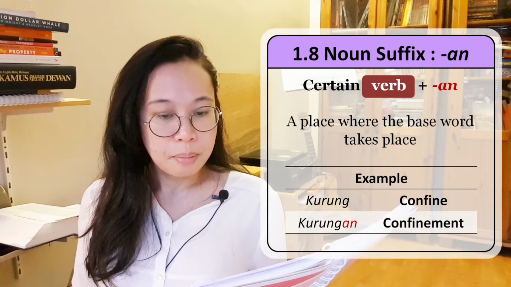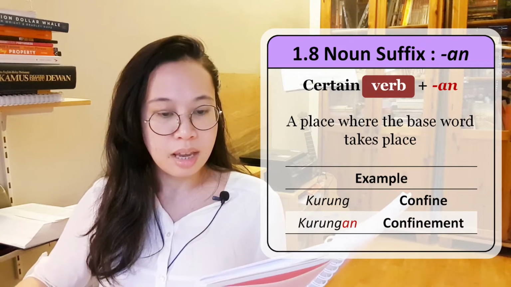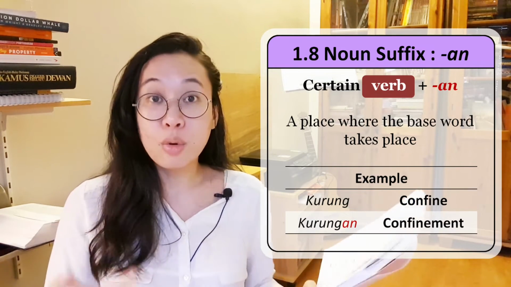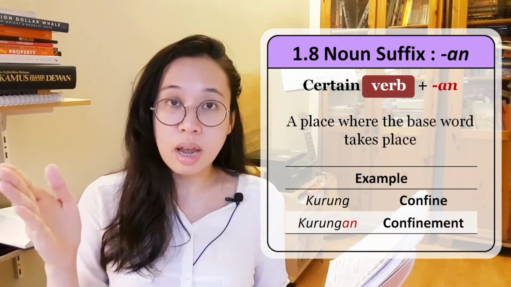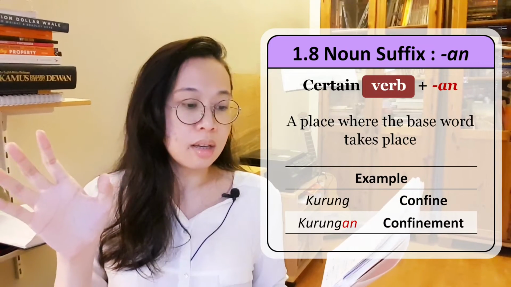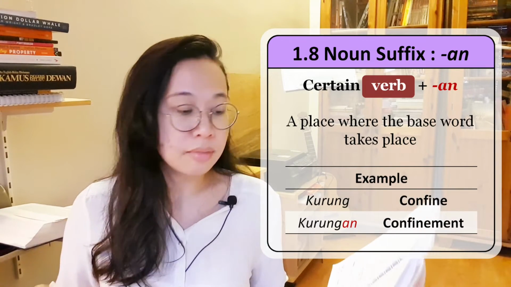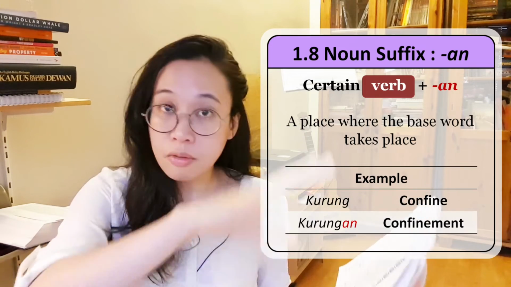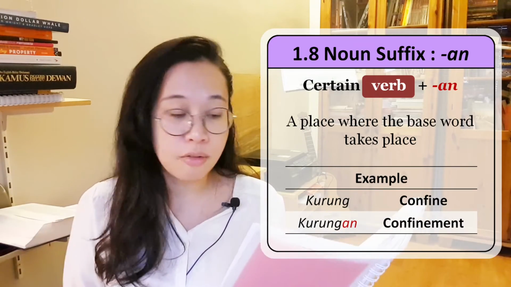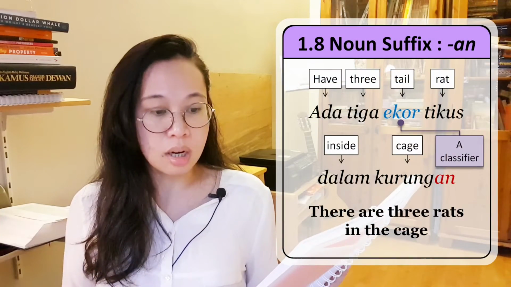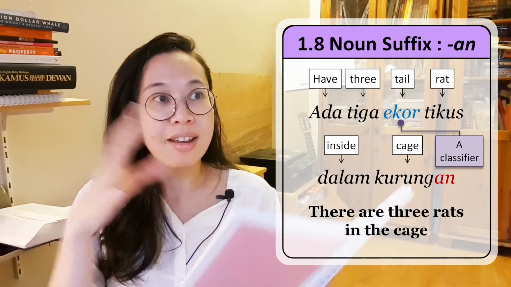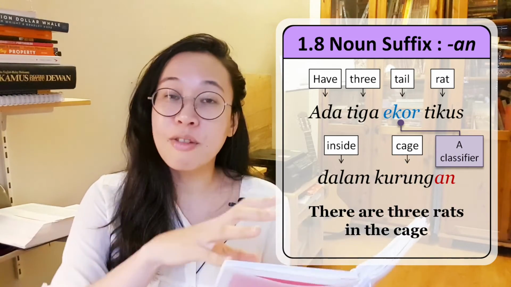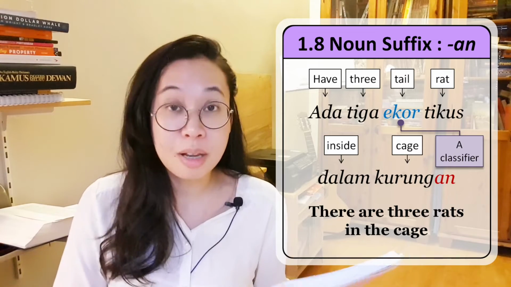Next one, a verb plus an, a place where the base word takes place. This is simple. So like kurung. Kurung means to confine, is a verb. Kurungan is a noun. It means a place of confinement. Ada 3 ekor tikus dalam kurungan. There are 3 rats in the kurungan, in a trap. You know, a trap is a kind of kurungan because it's a type of place of confinement.